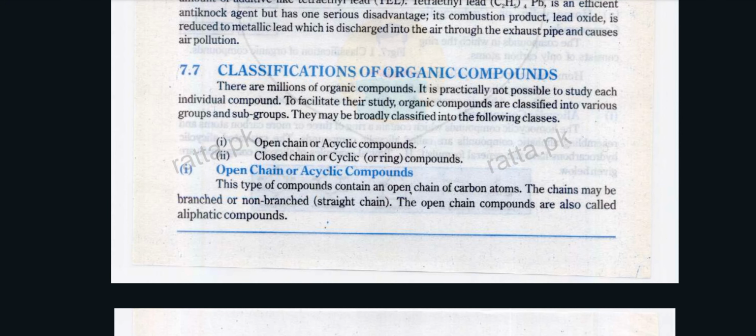Moving on to the classification of organic compounds. There are millions of organic compounds, and it is practically not possible to study each individual compound. To facilitate the study, organic compounds are classified into various groups and subgroups. They may be broadly classified into the following classes: open chain or acyclic compounds, and closed chain or cyclic ring compounds.